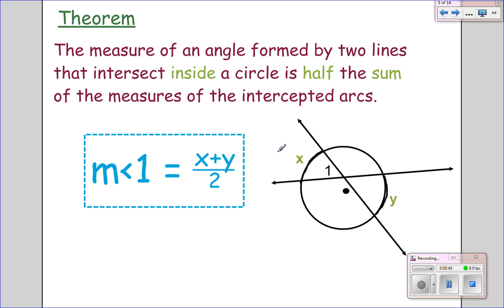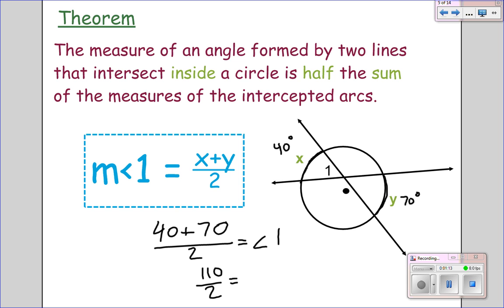So as a quick example, let's say that this arc is 40 degrees, this arc is 70 degrees, and I want to know what angle 1 is. Then I would say arc 1, so 40, plus arc 2, 70, divided by 2 equals angle 1. Well, 40 plus 70 is 110, and 110 divided by 2 is 55 degrees. So angle 1 equals 55 degrees.